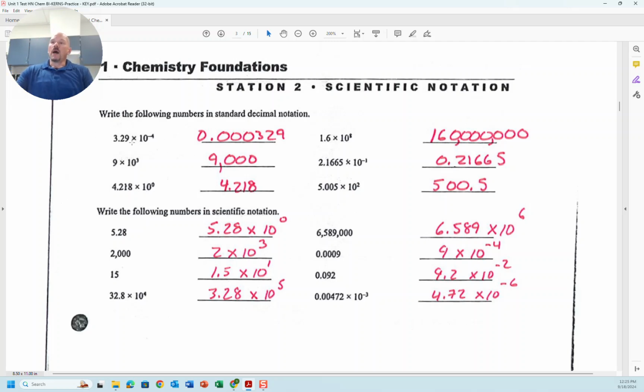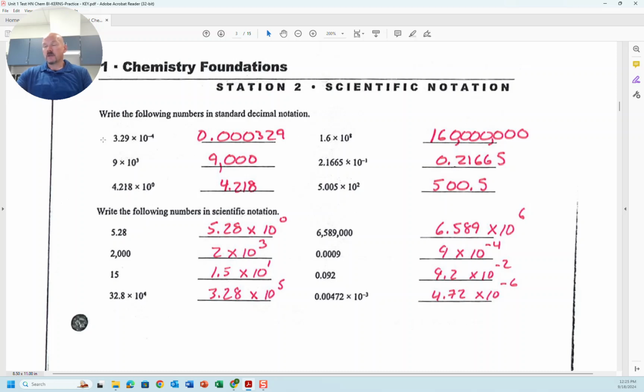So 3.29 times 10 to the negative 4, I'm going to just take my decimal place, which started here, and I'm going to move it to the left 4 times. Okay? So I start here 1 time, 2 time, 3 time, 4 time. So 10 to the negative 4 doesn't mean add 4 zeros this way. It just means add 4 places this way. So the first place is the 3, and then it would be 3 more zeros.